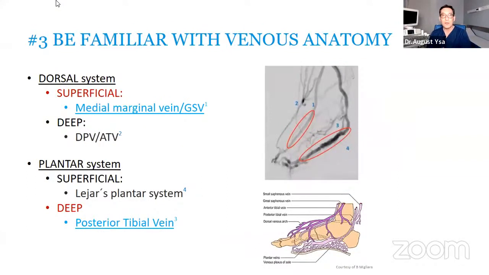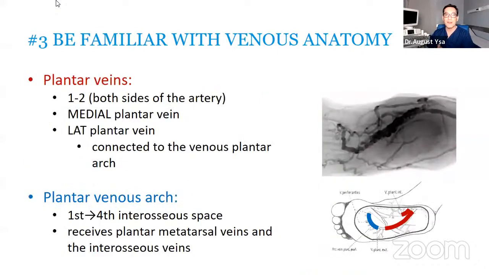And this is really crucial. You need to be familiar with the anatomy because it has nothing to do with the arterial one. We have two systems, the superficial one with the main players, the great saphenous vein and the medial marginal vein, and the deep venous system with the posterior tibial vein. This posterior tibial vein connects with the plantar vein with two branches, the lateral plantar and the medial plantar, and the lateral plantar connects with the arch at the level of the first, fourth interosseous space, and this arch receives the drainage of the metatarsal veins and the interosseous veins.